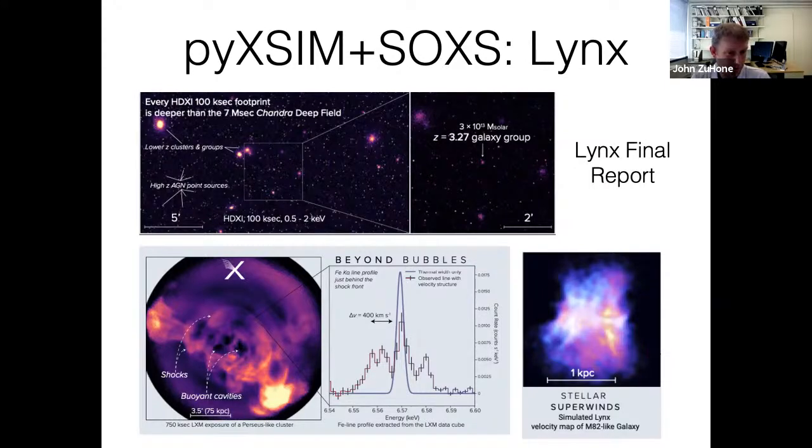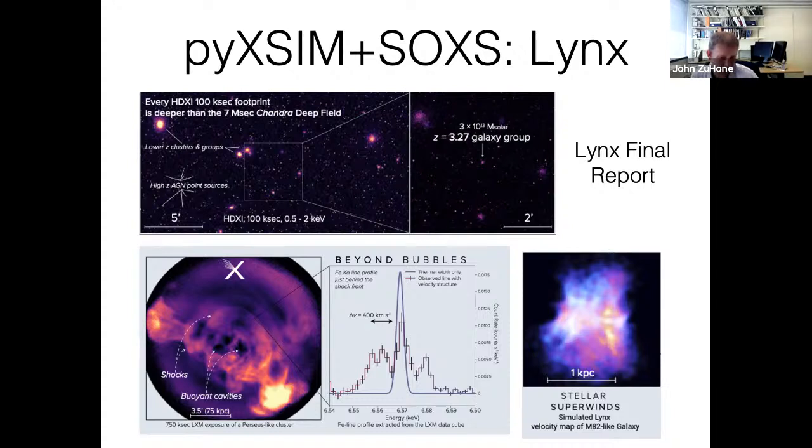So you can see just a ton of sources in the cosmic web. You can see distant galaxy groups at Z3. And so the top, of course, is a simulation that was done with SOXS for Lynx. And on the bottom, we're looking at combined pyXSIM and SOXS Lynx observations, where you can actually measure the line broadening in a shock that is being launched by the AGN in a Perseus type cluster. So that's what that line profile you're seeing is there, and it gives you a quite complicated line structure.